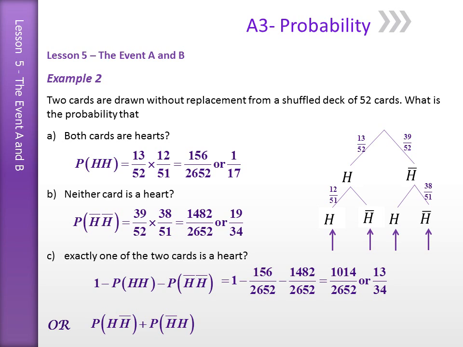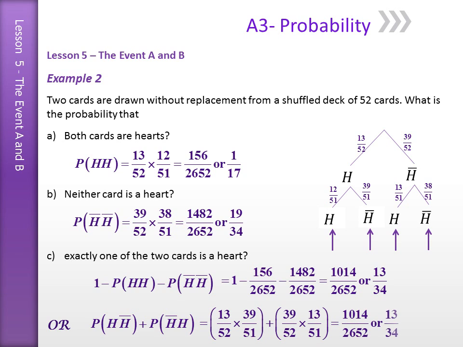The other way would be the probability of H bar. We'll figure that one out first. So that would be a heart and then not a heart. So that would be 13 over 52 times 39 over 51. And then we'll add that to the probability of not a heart and a heart. And that would be 39 over 52 times 13 over 51. And we get the same result as we got by doing the complement.